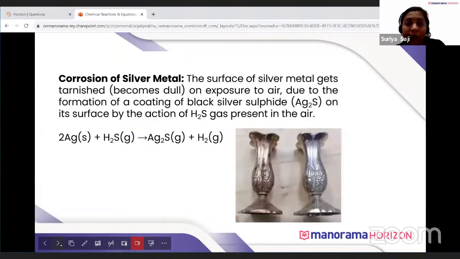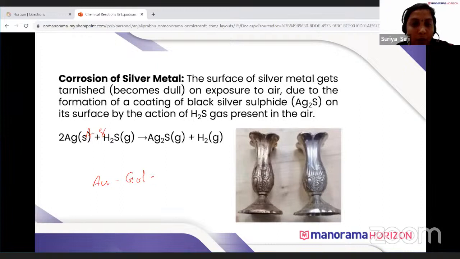Then next is silver. Silver turns black. What will happen? Silver is exposed to hydrogen sulfide gas. There are too many harmful gases in the atmosphere, and hydrogen sulfide is another gas present in the atmosphere. The chemical symbol for silver is Ag. We need to know this one. Ag is silver. Au is gold. Okay, don't get confused. Au is gold and Ag is silver.